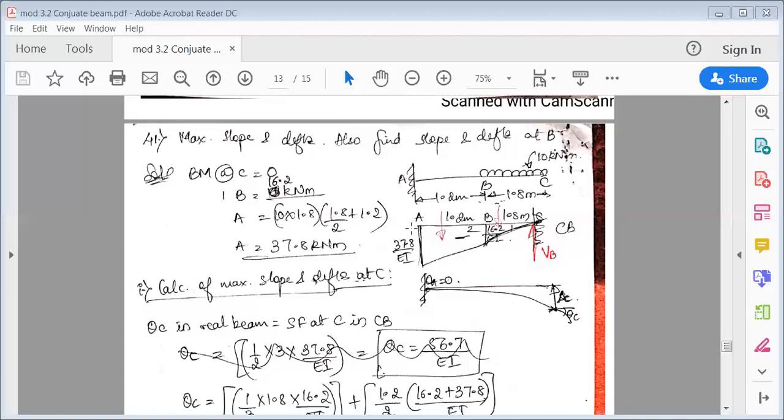Once you draw the deflected shape of the beam, then you have to draw the M over EI diagram. So M over EI diagram would be again same. First draw the bending moment diagram, then divide the ordinates by EI. So bending moment at C is 0 because it's a free end. Then bending moment at B would be W into L by 2, so it is 10 into 1.8 into 1.8 divided by 2. So that would be 16.2 kilonewton meter.